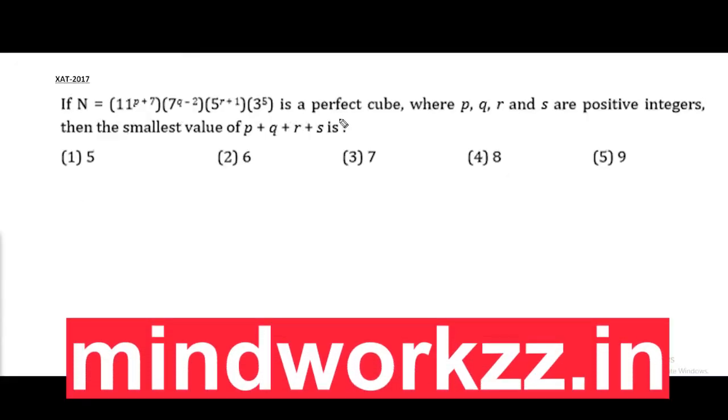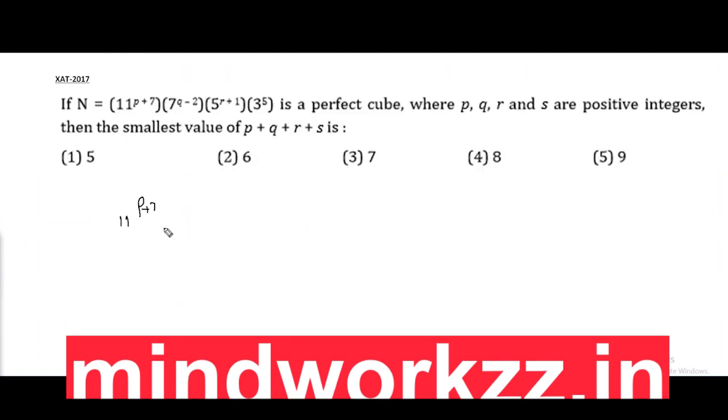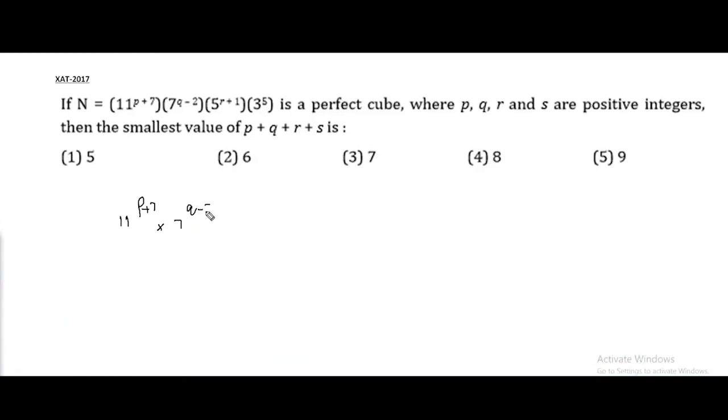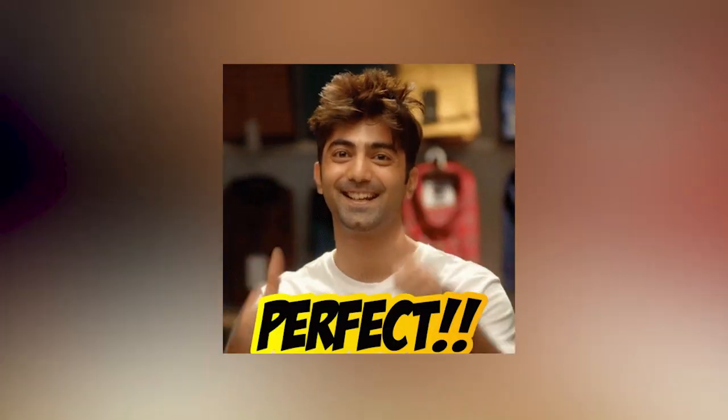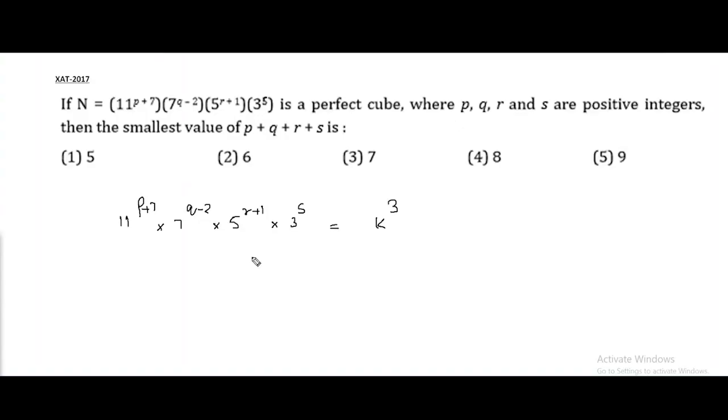That is also easy. It's a perfect cube. 11 raised to power p plus 7 into 7 raised to power q minus 2 into 5 raised to power r plus 1 into 3 raised to power s. It is not 5, it is s. It's a perfect cube, where p, q, r, s are positive integers. Then the smallest value of p plus q plus r plus s is.